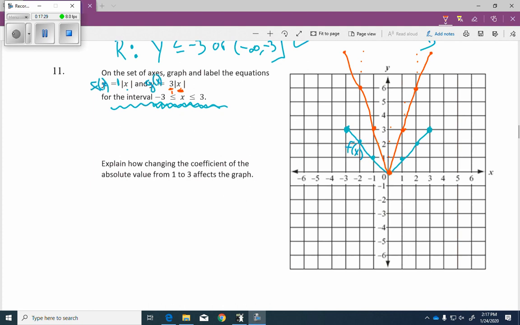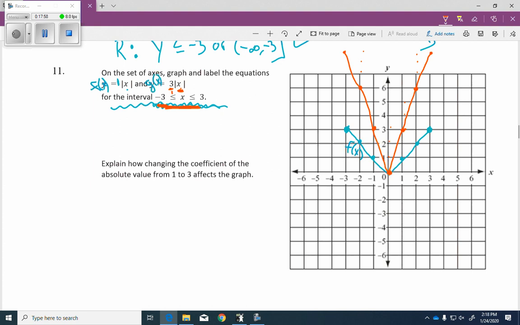So I named this first function f of x and the second one g of x instead of them both being y. And we said that this first function that I called f of x is actually the parent absolute value function. And the thing that we had to be careful about when graphing this was that they only wanted me to graph it over the interval from -3 to 3. So instead of putting arrows at the ends, I actually put closed circles at -3 and +3.